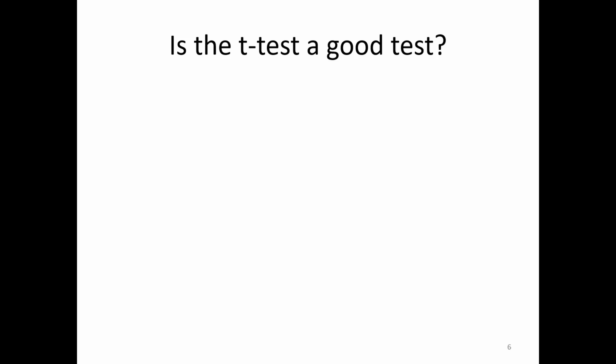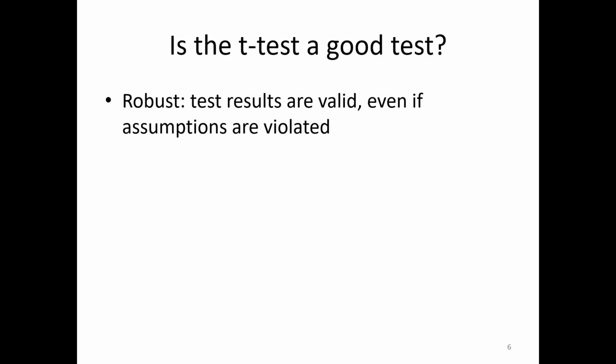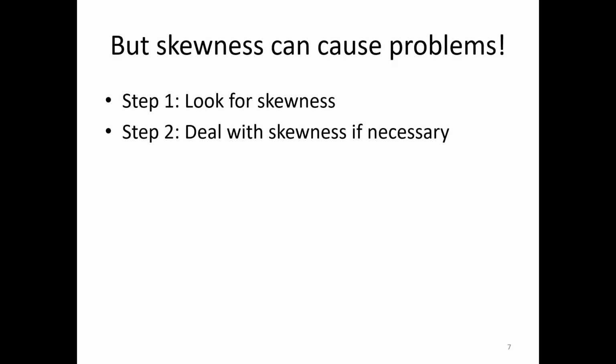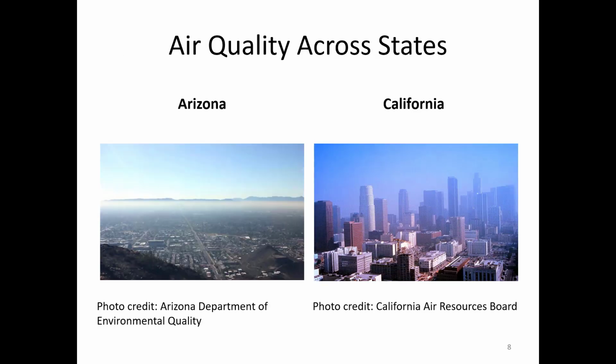So is a t-test a good test? It's generally robust, right? Even if assumptions are violated. And we should know that the two sample t-test is more robust than a one sample because we're looking at the difference in means versus one mean. So something to keep in mind. But skewness can cause problems. So we need to look for skewness and deal with skewness if necessary. Which gets us to our example today.